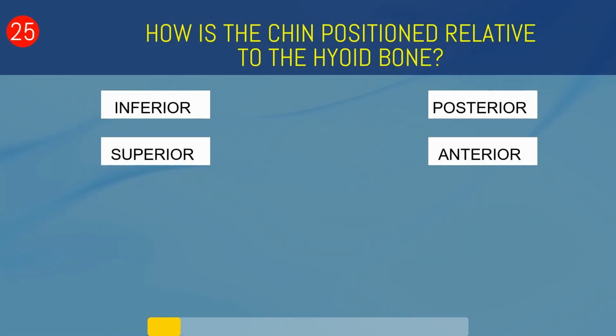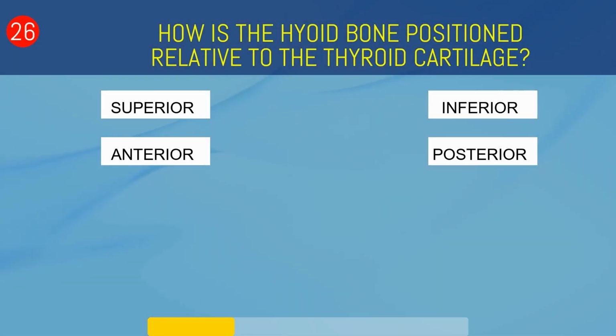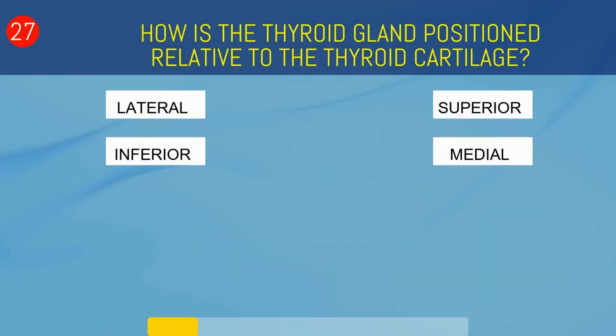Deep. How is the chin positioned relative to the hyoid bone? Inferior, superior, posterior, or anterior? Superior. How is the hyoid bone positioned relative to the thyroid cartilage? Superior, anterior, inferior, or posterior? Superior. How is the thyroid gland positioned relative to the thyroid cartilage? Lateral, inferior, superior, or medial?